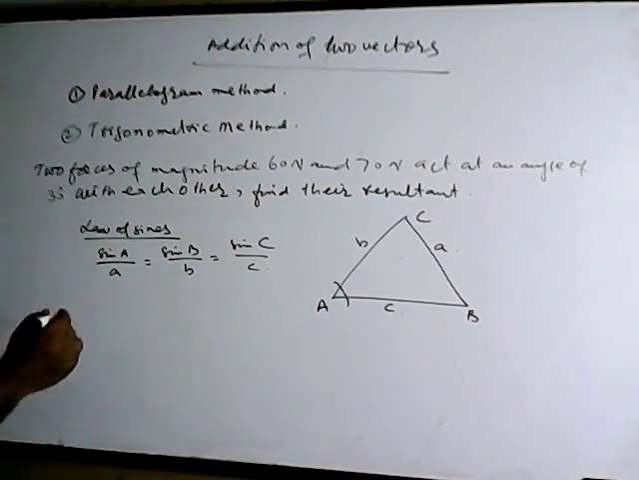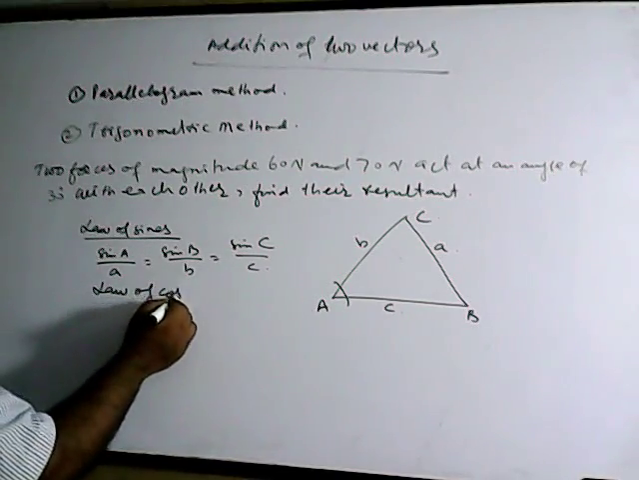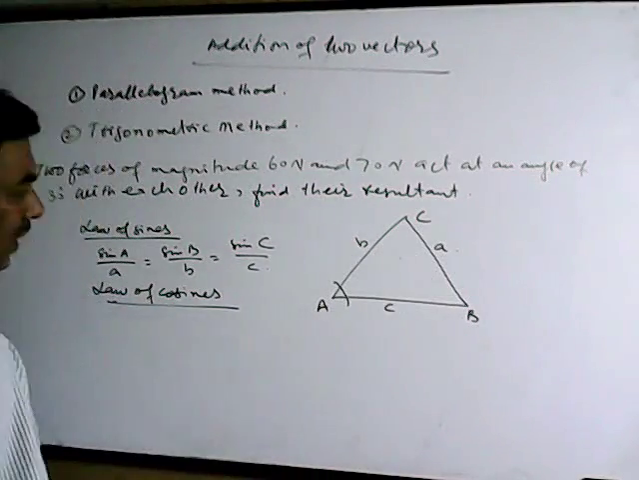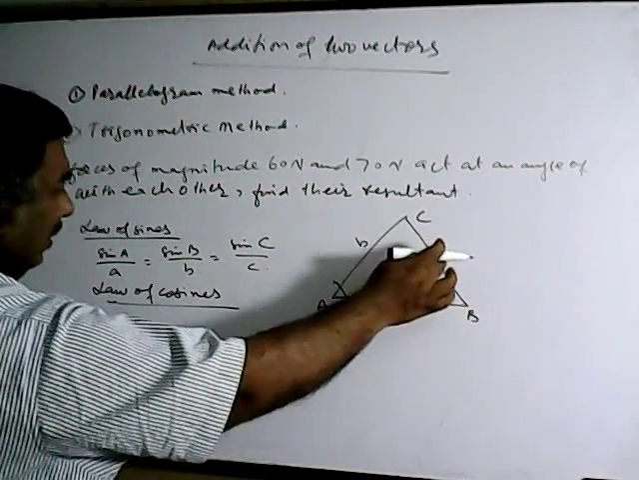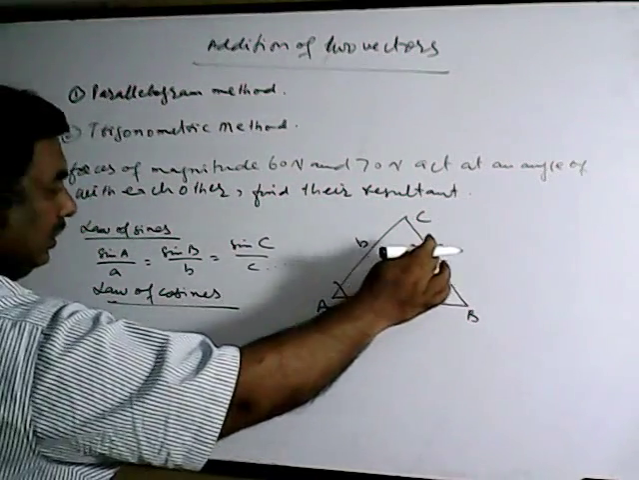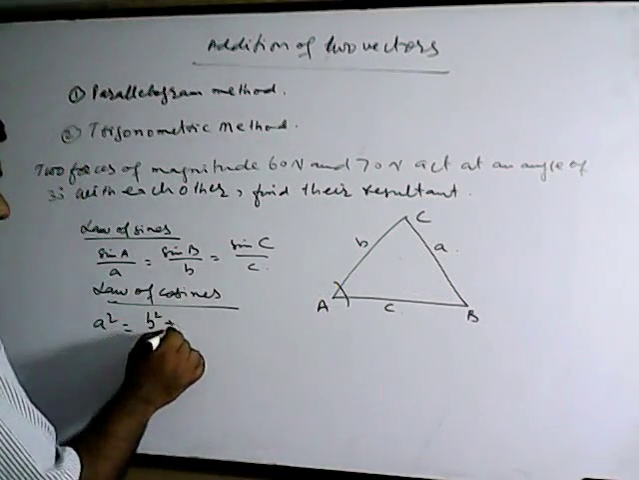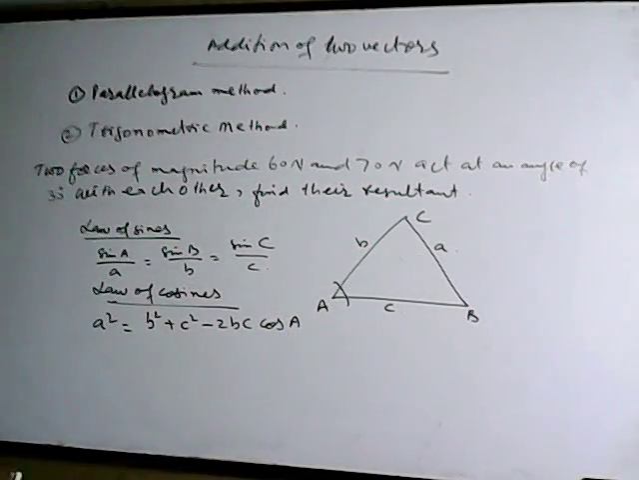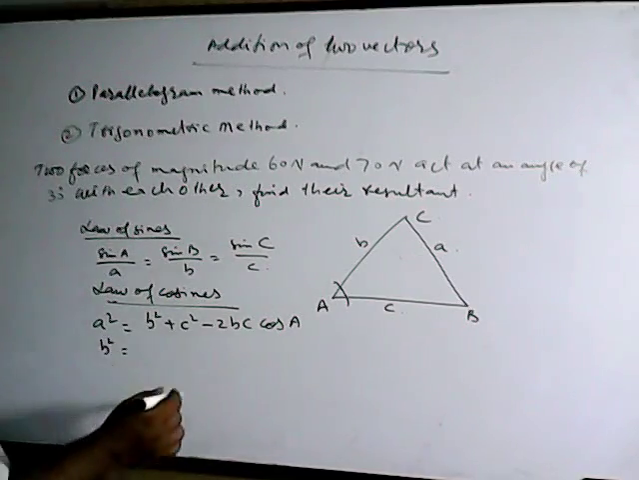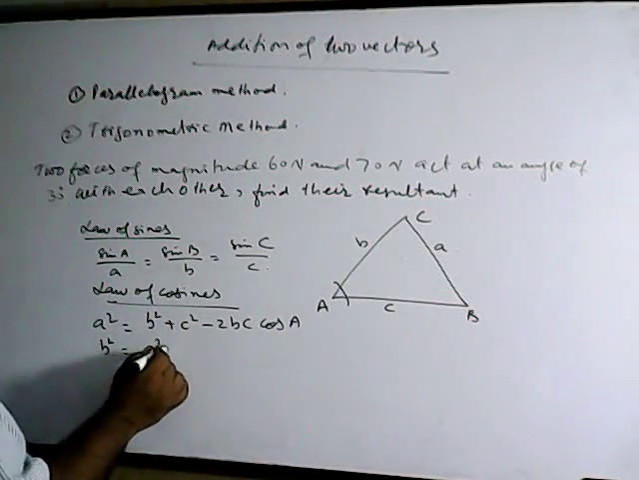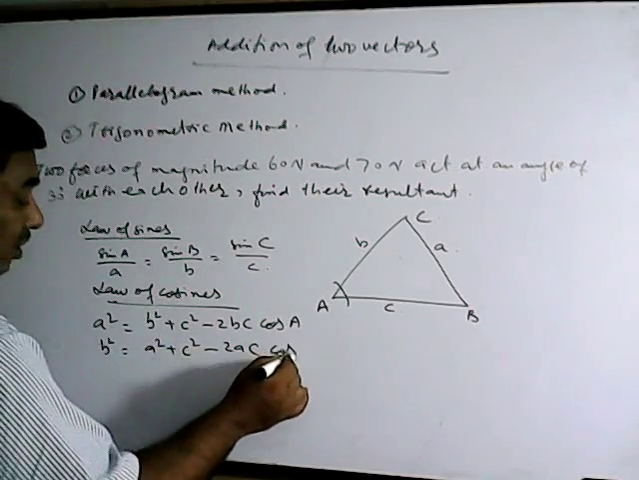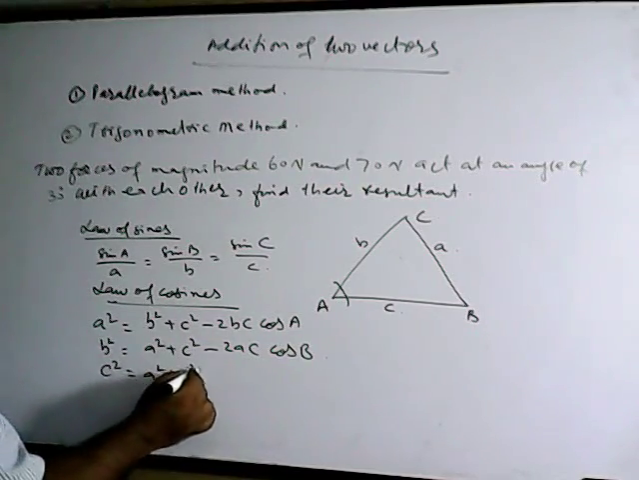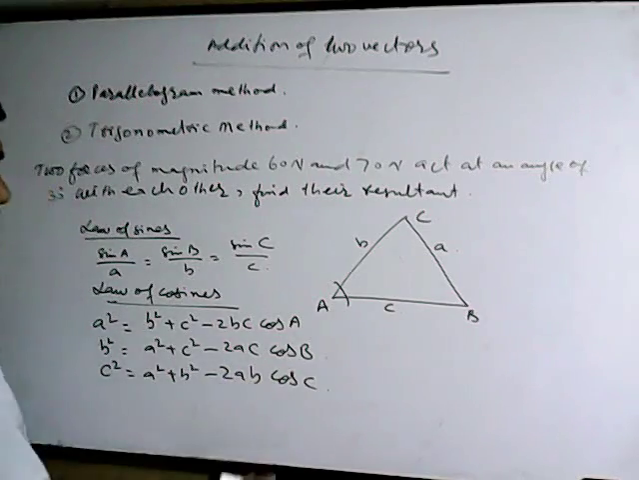And the other one is the law of cosines. The law of cosines states that if I want to find the length a, I will write a square will be equal to b square plus c square minus 2bc cos of the opposite angle A. If I want to find b square, it will be a square plus c square minus 2ac cos of B. And similarly, if I want to find c square, it will be a square plus b square minus 2ab cos of C. So this is very much clear.